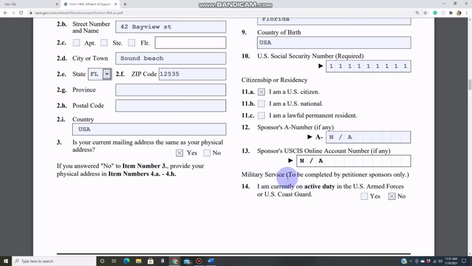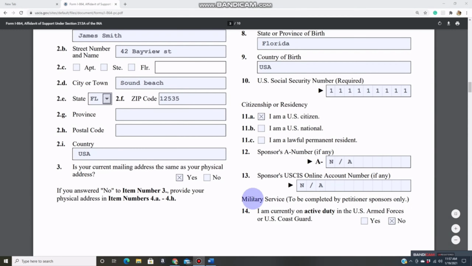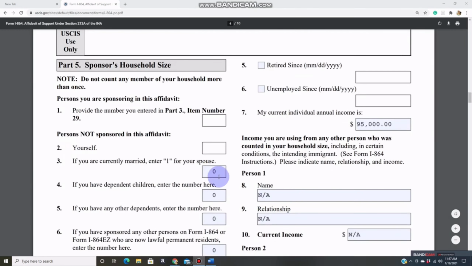Military service, to be completed by petitioner, sponsors only. So in this part, in number 14, I am currently on active duty in the U.S. Armed Forces or U.S. Coast Guard. I think no, because my husband, my sponsor, is not currently active or did not serve in the U.S. Armed Forces or Coast Guard. So let's move forward to Part 5.